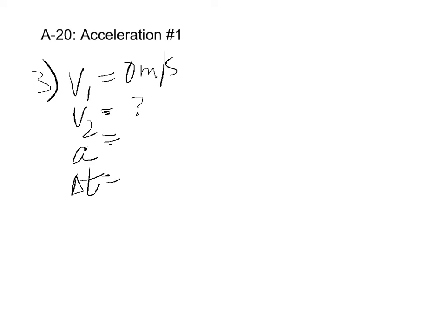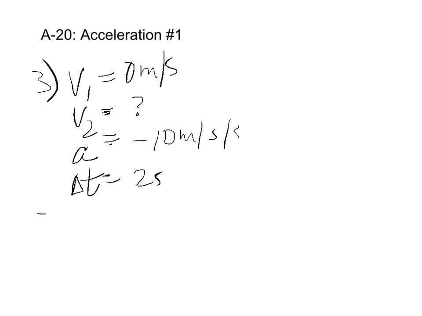Acceleration, well, they don't tell me, but we did just talk about it in the previous question, that the acceleration of objects, whether they're Felix Baumgartner or a ball bearing, they accelerate the same way, at minus around 10 meters per second per second. And then the time they gave us was 2 seconds.